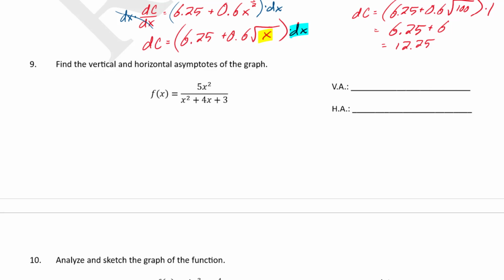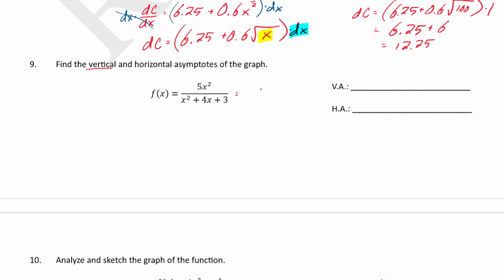On now to number 9. This one wants us to identify asymptotes. So just as a good recap, vertical asymptotes are basically going to be anytime something approaches infinity or negative infinity as a value. So that's where I'm going to look for when the denominator is equal to 0, because it does need to be at undefined values.